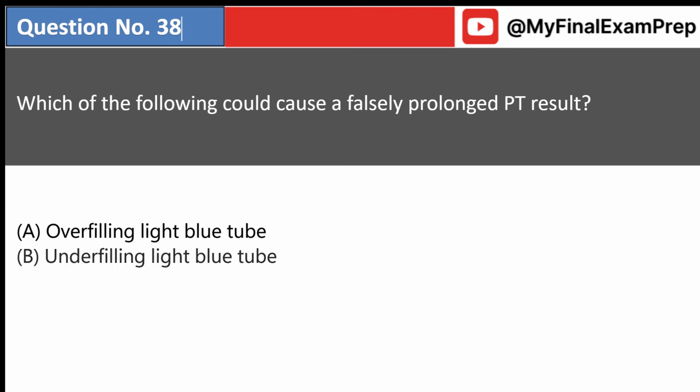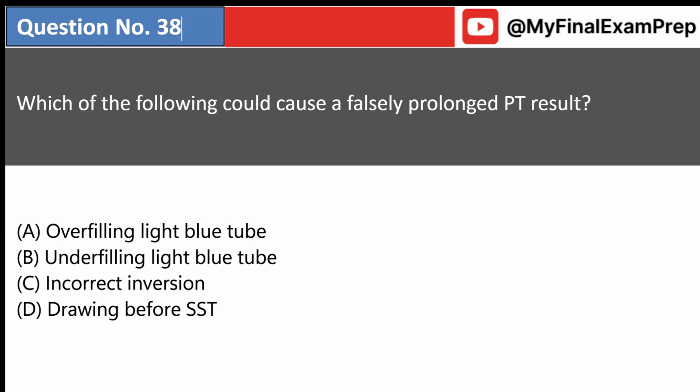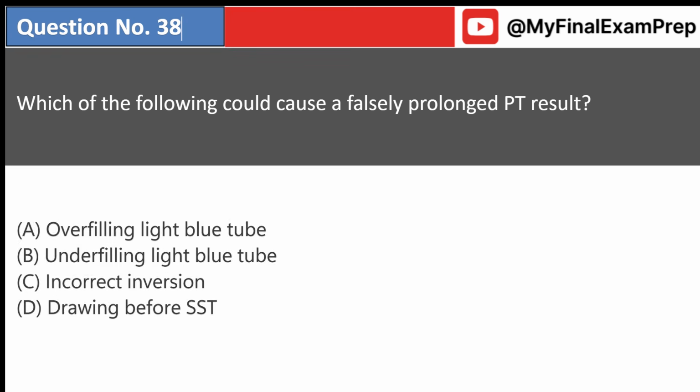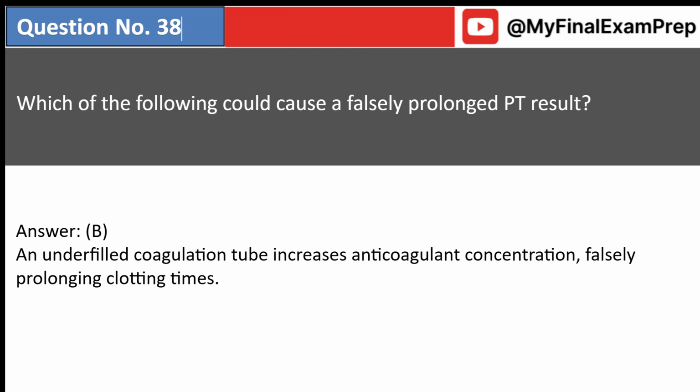Which of the following could cause a falsely prolonged PT result? A. Overfilling light blue tube. B. Underfilling light blue tube. C. Incorrect inversion. D. Drawing before SST. Answer B. An underfilled coagulation tube increases anticoagulant concentration, falsely prolonging clotting times.